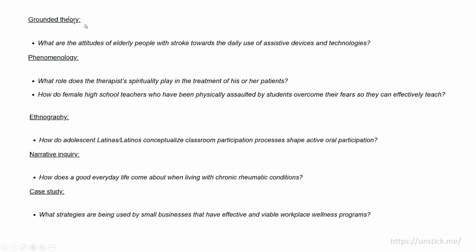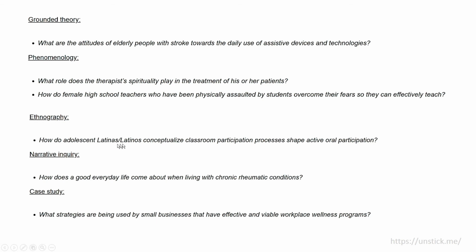And we have also phenomenology. This is to describe situations in yung phenomenology. So for example, gusto mong i-describe yung role ng therapist is spirituality, mainly yung spirituality niya. That is also how you can create the research question for phenomenology. And we also have ethnography, so it focuses on culture or customs of certain races in your ethnography. So of course, yung research question mo will touch about, for example here, races, Latinas or Latinos.